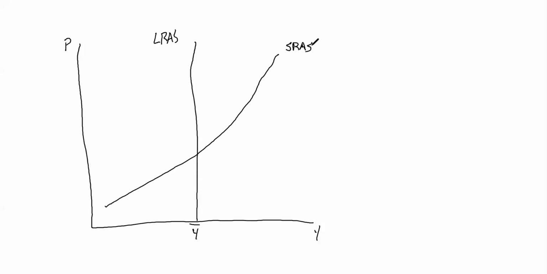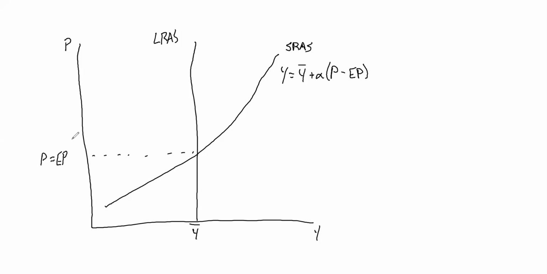And the equation for that is exactly the same regardless of the assumptions we make. That y is equal to y bar plus alpha times p minus EP. And so the price level is going to be exactly the expected price level where the short run and the long run aggregate supply curves intersect. And so right at that point, P is equal to EP.